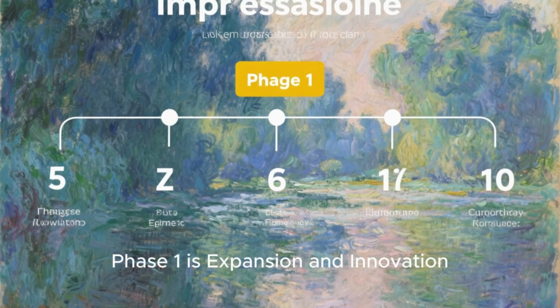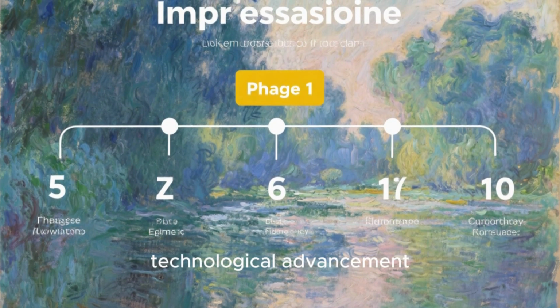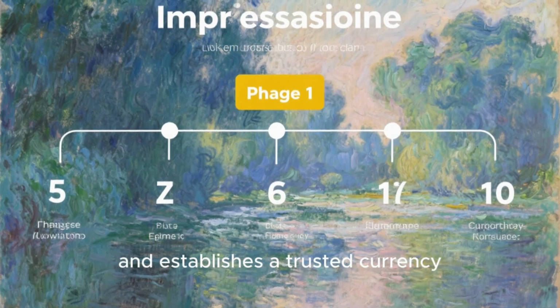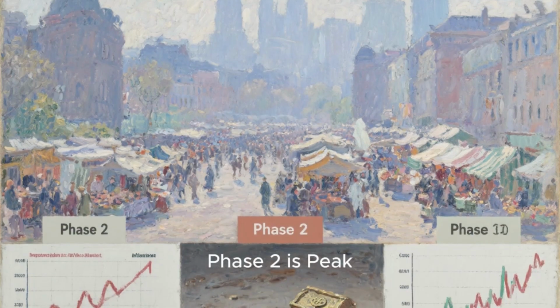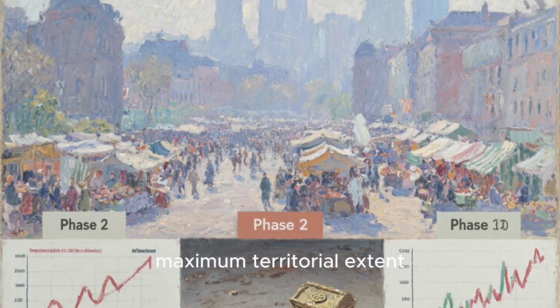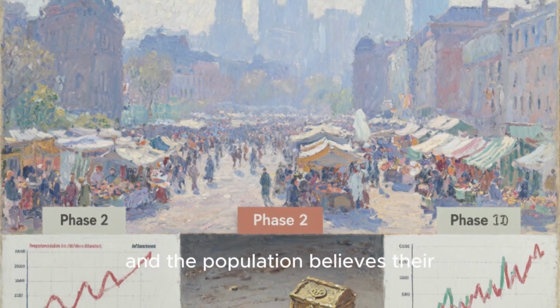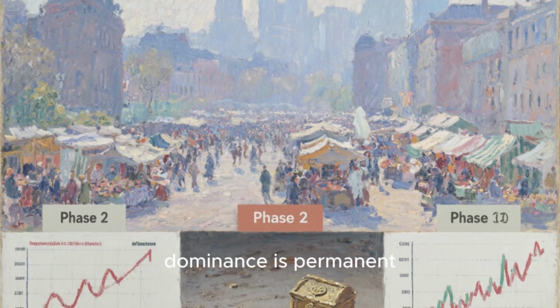Phase 1 is expansion and innovation, where the empire grows through military conquest, technological advancement, and establishes a trusted currency. Phase 2 is peak prosperity and overconfidence, where the empire reaches maximum territorial extent, economic output peaks, and the population believes their dominance is permanent.